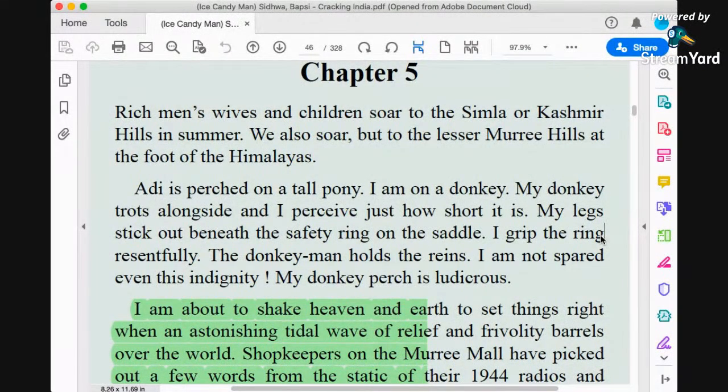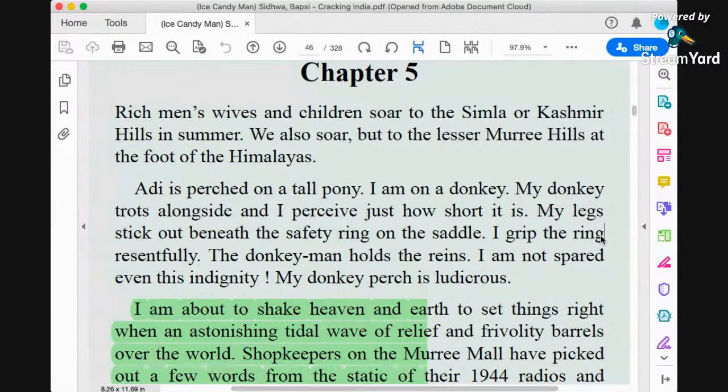The very first line is, "Rich men's wives and children soar to Simla or Kashmir hills in summer. We also soar, but to the lesser Murree hills at the foot of the Himalayas." Now, this sets the tone of the chapter, that society under British colonialism is divided into the upper portions and the lower portions.